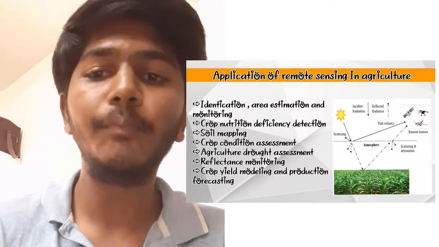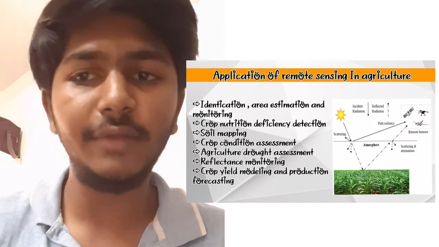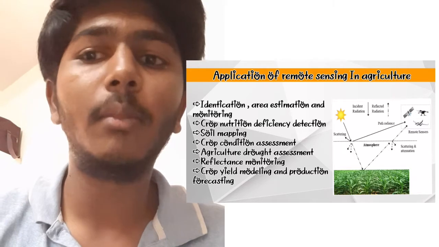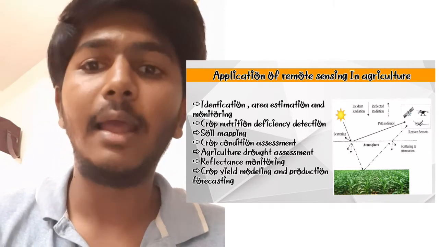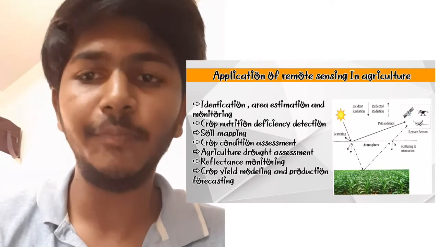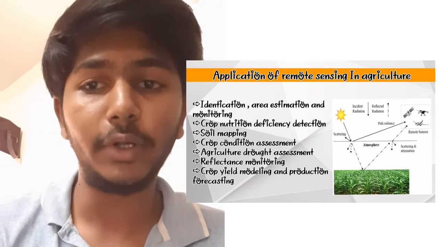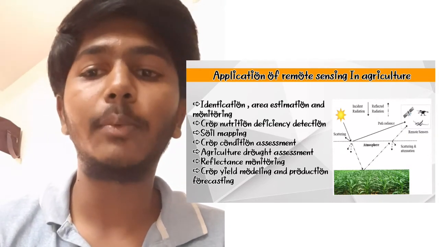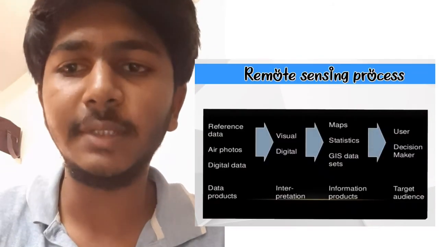Next, we'll move to applications of remote sensing in the field of agriculture. First, identification, area estimation, and monitoring. Next, crop nutrition deficiency detection, soil mapping, crop condition assessment, agricultural drought assessment, reflectance monitoring, crop yield modeling, and production forecasting. Next, I have displayed the process of remote sensing.